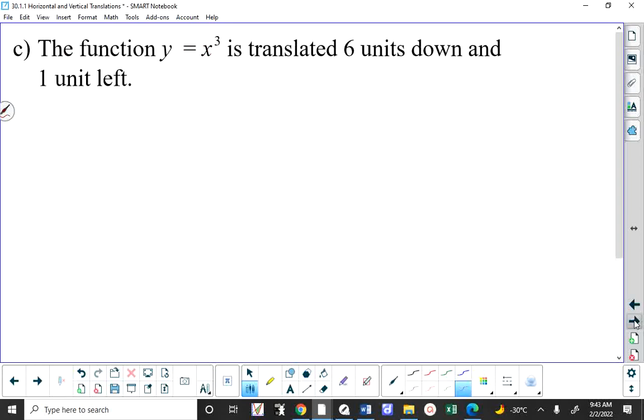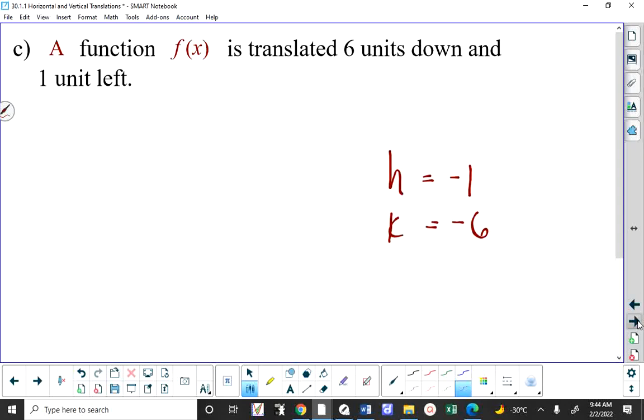Let's not talk about the specific function of y equals x cubed. Let's talk about any function that's translated 6 down and 1 to the left. Well, if it's translated 1 to the left, h is negative 1. If it's translated 6 down, k is negative 6. And I hope everybody agrees with that, because if you're confused about that, then you missed the whole point of yesterday's lesson, or one of the points of yesterday's lesson. So are we okay with that? I haven't made a mistake there, I don't think.